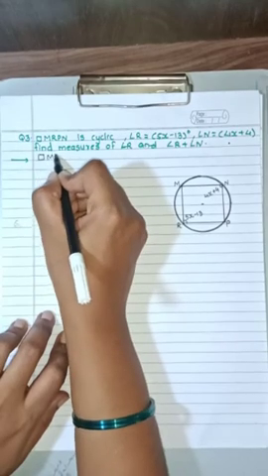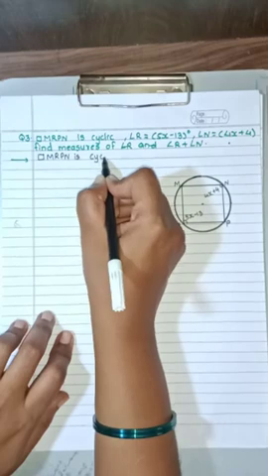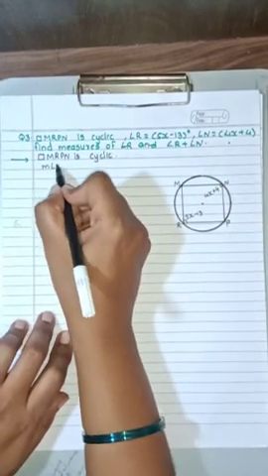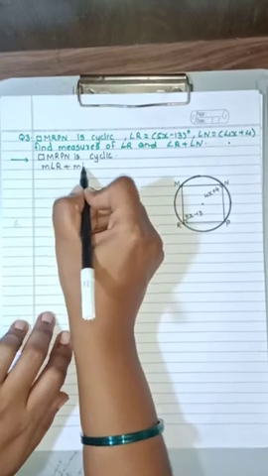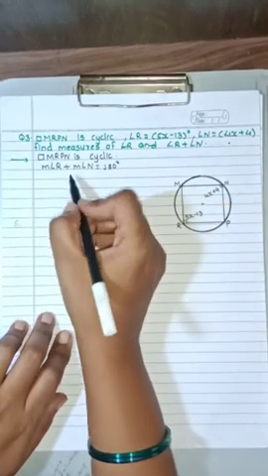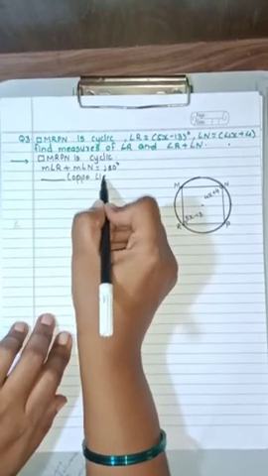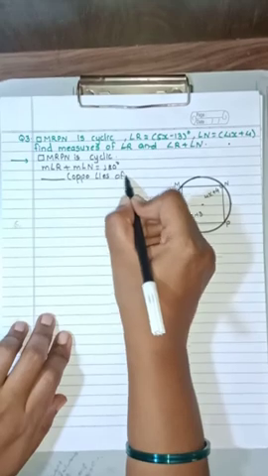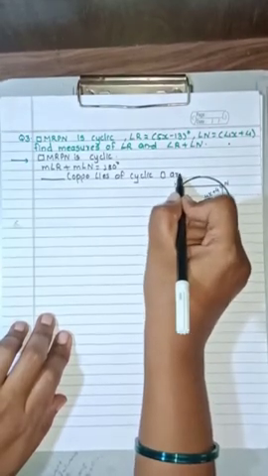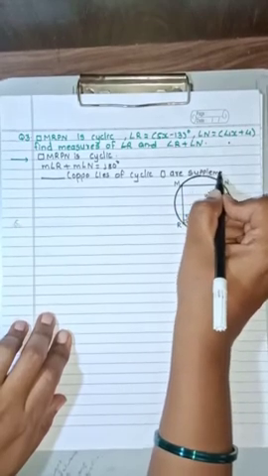Quadrilateral MRPN is cyclic. This is given to you all. Okay, therefore the measure of angle R plus the measure of angle N is equal to 180 degrees. Okay, how is it so? As opposite angles of a cyclic quadrilateral are supplementary. Supplementary means they are 180 degrees.